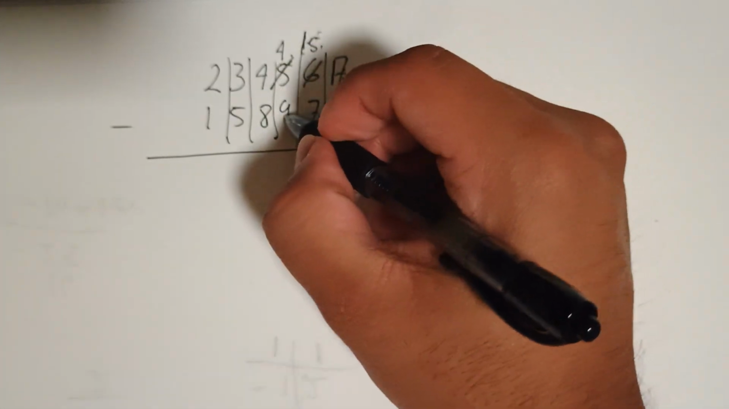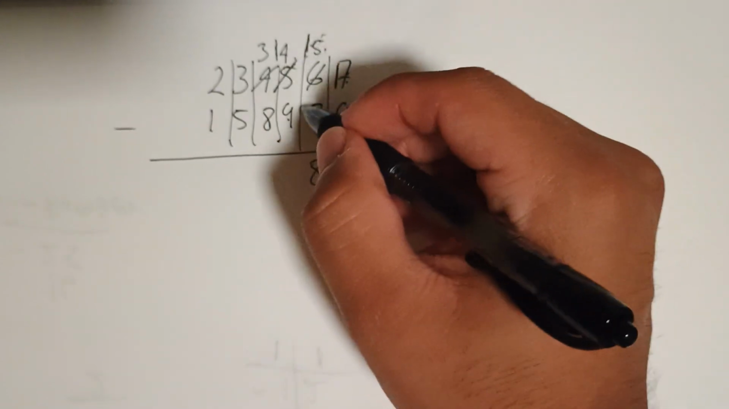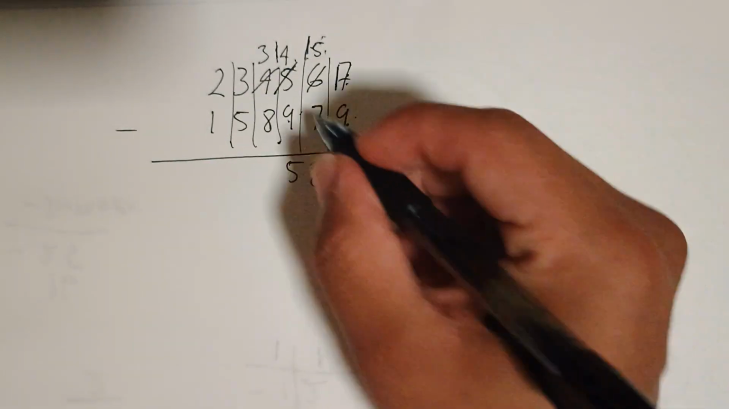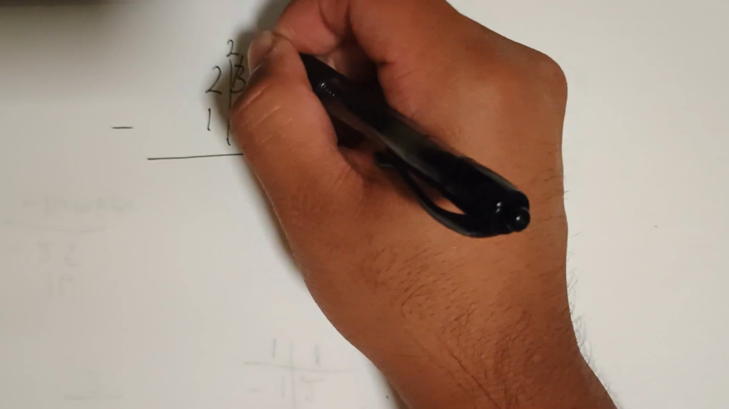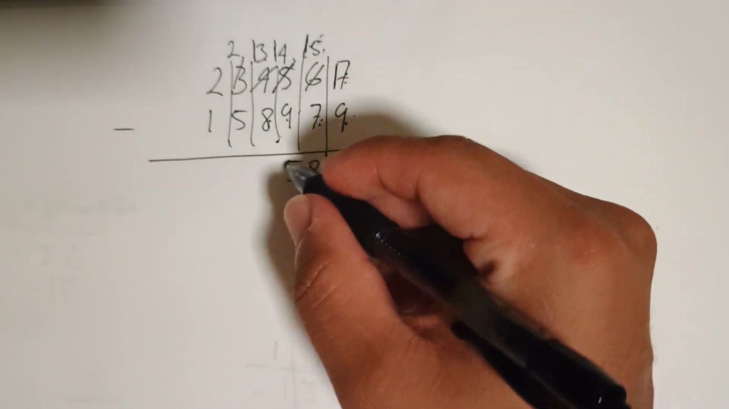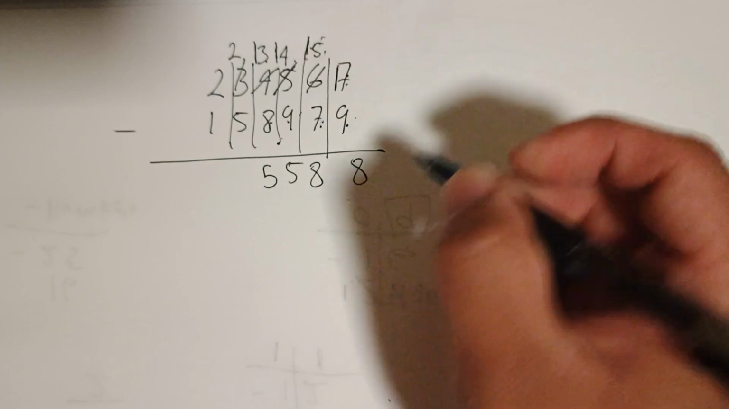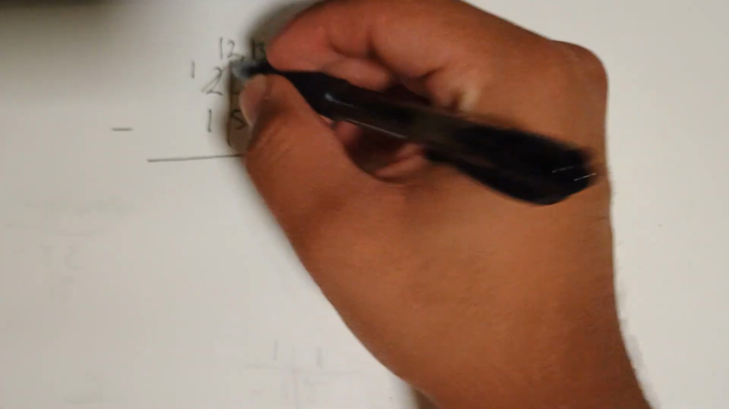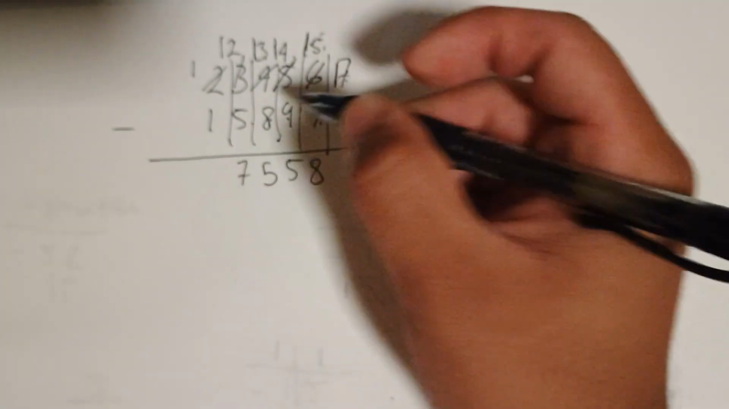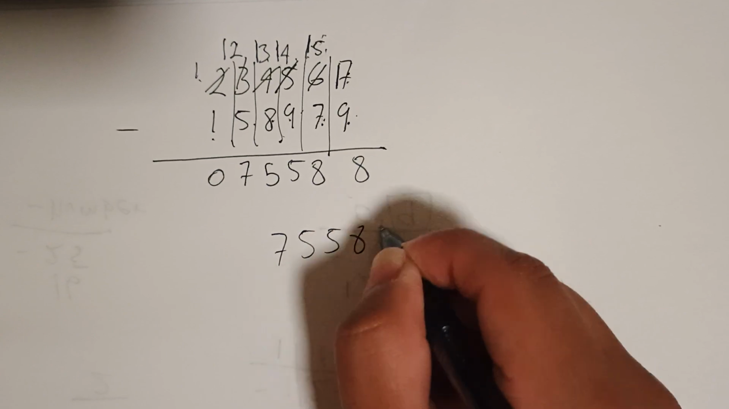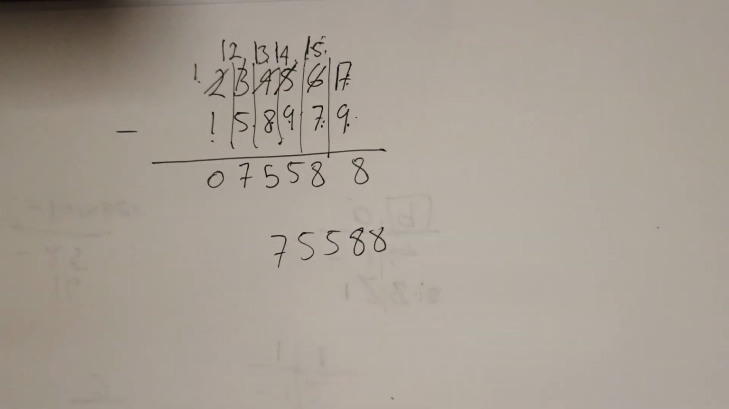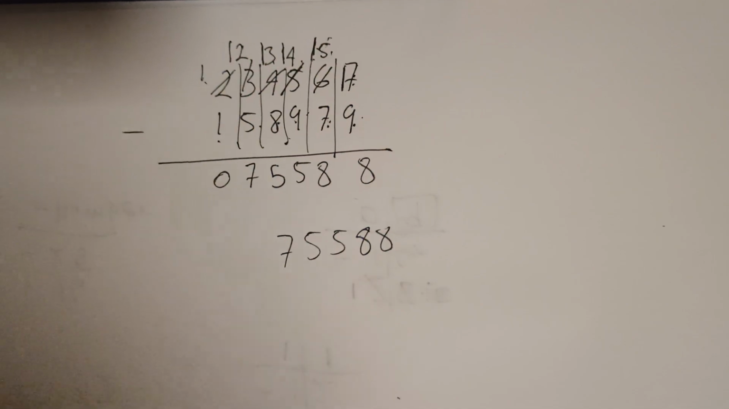And then 4 minus 9, you can't do that. So we're going to take one from this, make it a 3, make this a 14. 14 minus 9 is, of course, 5. 3 minus 8, we can't do that. So we're going to take one from this, make it a 2, make this a 13. 13 minus 8 is a 5, of course. And then 2 minus 5, can't do that. Make this a 1, go up here. 12 minus 5 is 7. 1 minus 1 is 0. So our answer is 75,588. You can double check if you want on a calculator.